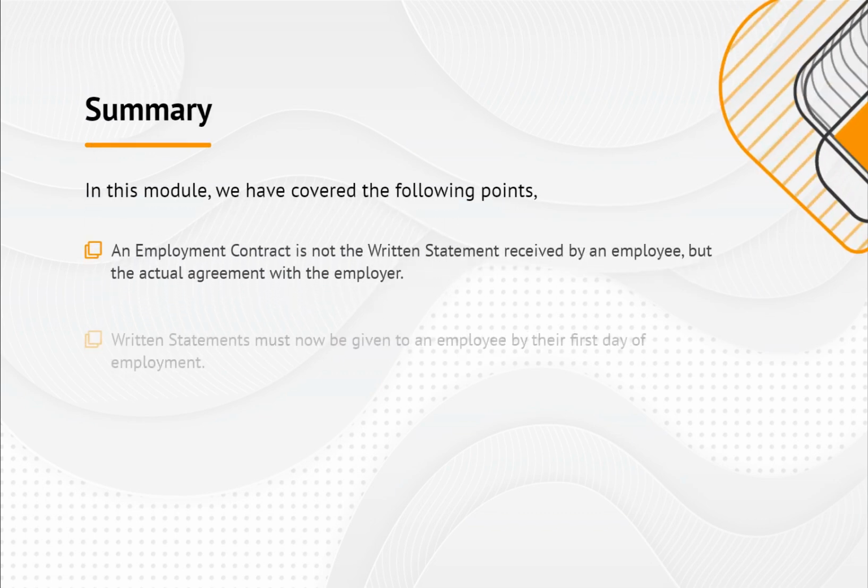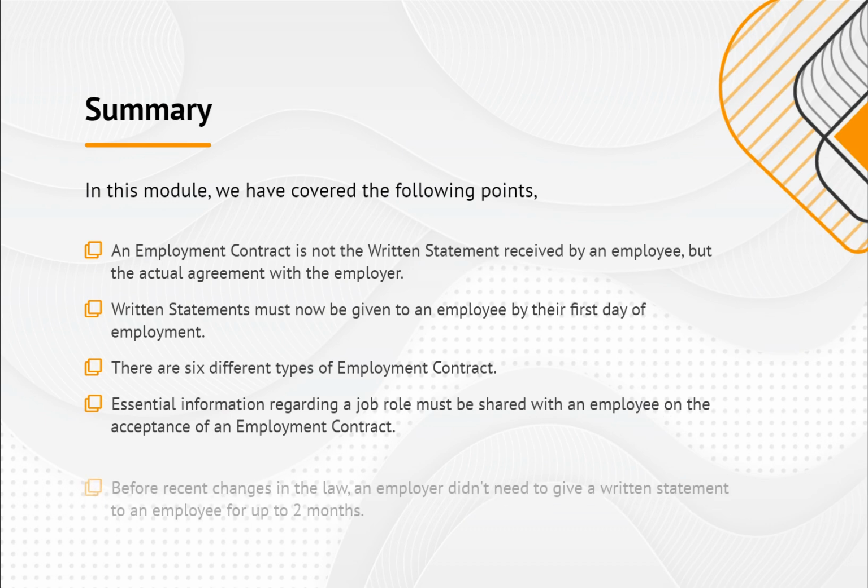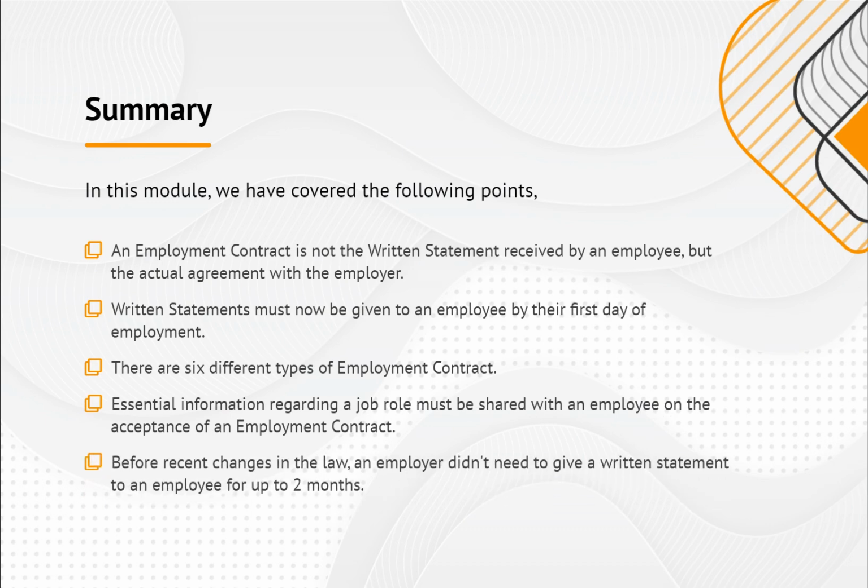Summary. In this module, we have covered the following points. An employment contract is not the written statement received by an employee, but the actual agreement with the employer. Written statements must now be given to an employee by their first day of employment. There are 6 different types of employment contract. Essential information regarding a job role must be shared with an employee on the acceptance of an employment contract. Before recent changes in the law, an employer didn't need to give a written statement to an employee for up to 2 months.